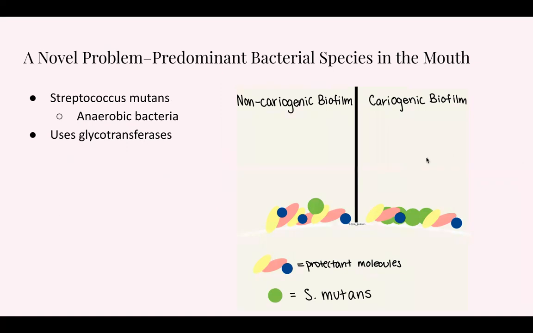As you can see in this picture here, when there are no protectant molecules or mucins, the mutans can stick to the tooth enamel and come together and create this big layer of biofilm. This confirms the detrimental effect of a high sugar diet on your teeth.